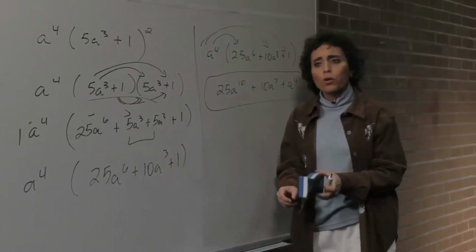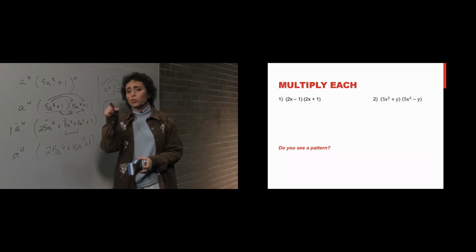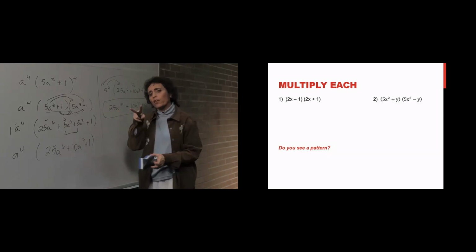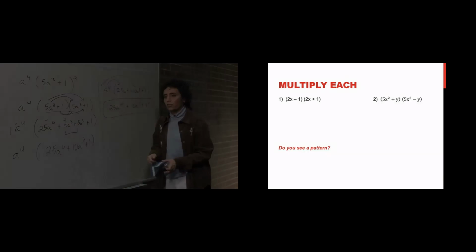Okay, so in your workbook, there's 2 problems that say 2x minus 1, 2x plus 1. That's the first one you're multiplying together. And there's another one right next to it. Try those 2, and then we'll check our answers.